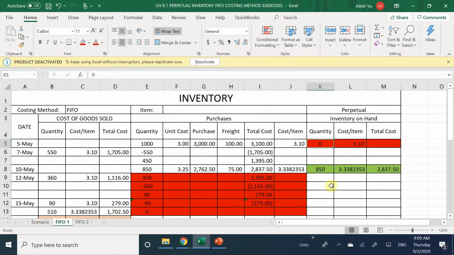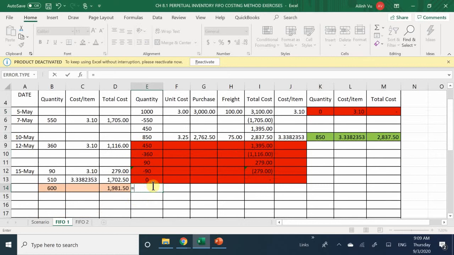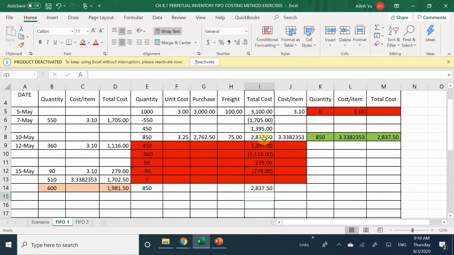Now I need to take out from my 850, so I'm going to copy my green batch down here. And now I'm going to subtract what I need to subtract. In this case, I need to subtract 510, right? And here, I'm going to calculate my total. And what do I get? Yes, 340.